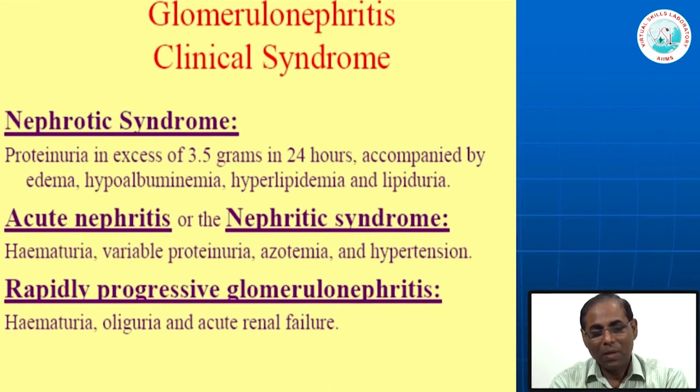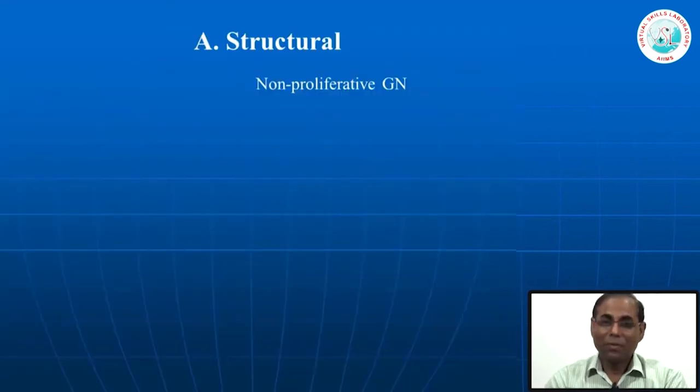So when patients present with these different kinds of syndrome, we try to explore what the pathology in the kidney will be if we get a kidney biopsy from the patient. Now, from the glomerulus point of view, we can classify the different types of glomerulonephritis on the basis of structural abnormality. First, we look at the non-proliferative glomerulonephritis. That means there is no proliferation of any component of the glomerular cells, but at the same time there is abnormality of their structure and function, which leads to the different clinical presentations.